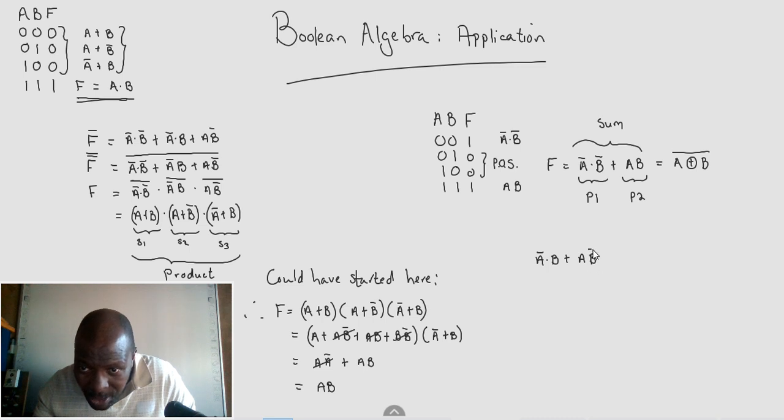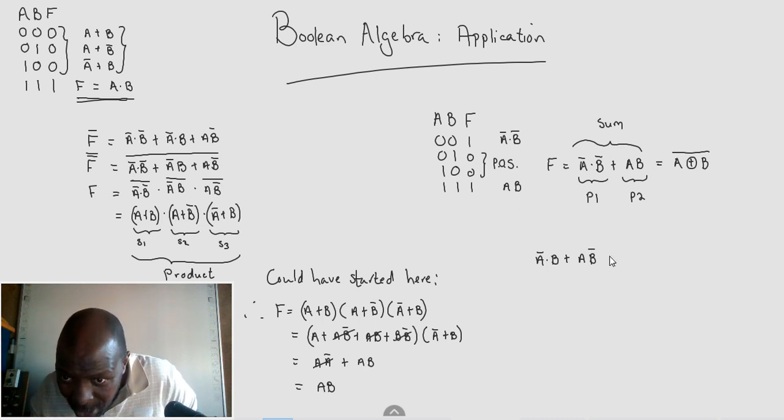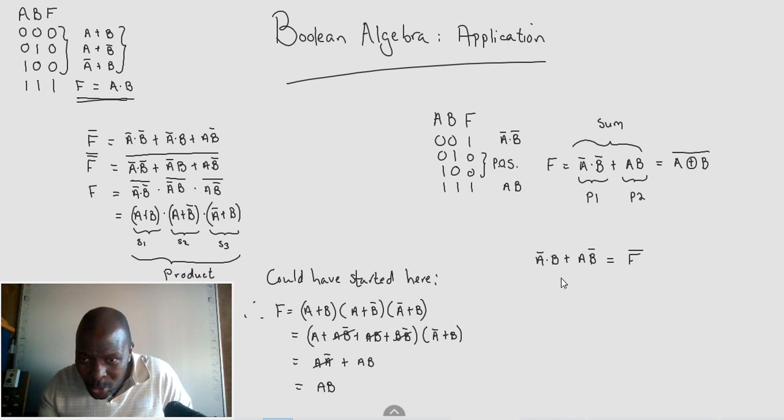Remember that if I went straight to product of sums, this would have been A, that would have been not B, that would have been not A, that would have been B, because the zeros are not inverted this time. So this here would have given us not F. But already you know that this is the exclusive OR gate.